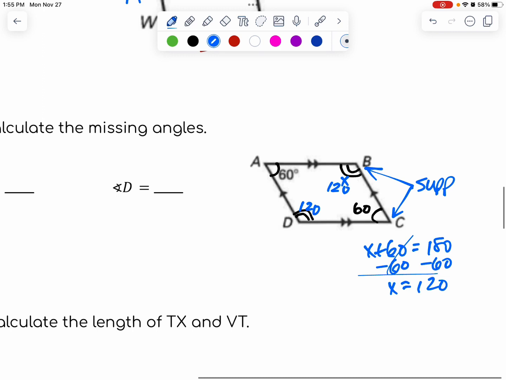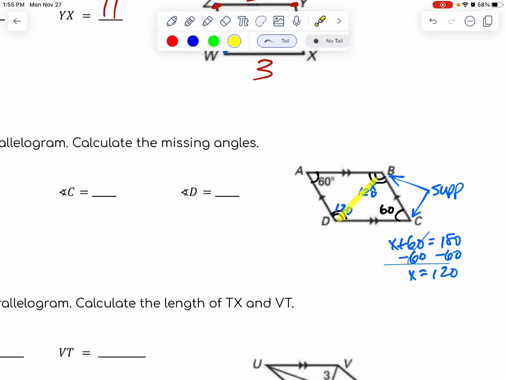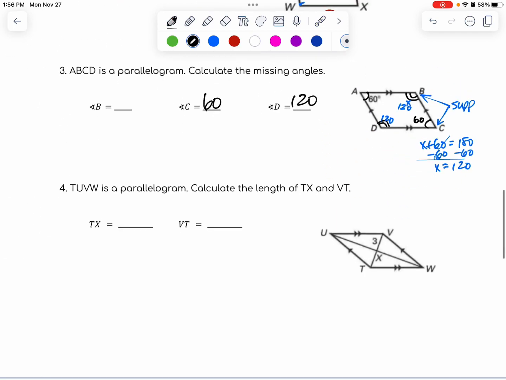Remember how opposite angles are equal? So if they're opposite from each other, they're equal. If they are in a row or right next to each other, they are supplementary. So these two are supplementary. That's why I wrote this equation. These two are supplementary. These two are supplementary. These two are supplementary. Let's fill in some answers. Angle C, where's that? It's right here. Next to it, I wrote a 60. Angle D, where's that? I wrote a 120 there. Beautiful. And I've got my last question.